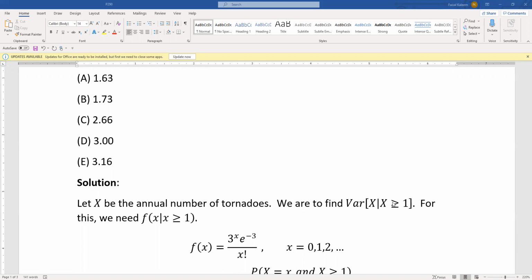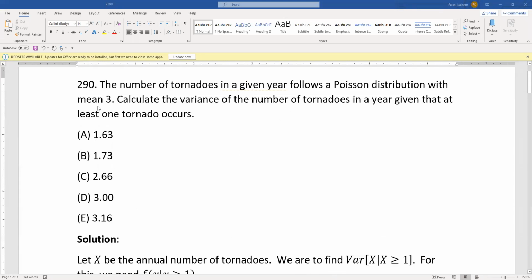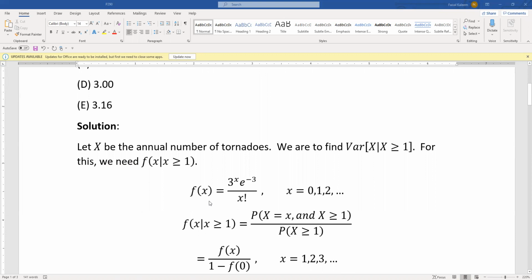So for this, we will need the corresponding probability function f(x | X ≥ 1). Now we know that for Poisson, f(x) equals mean^x e^(-mean) divided by x factorial, and here mean is 3. And x is equal to 0, 1, 2, and so on in Poisson.